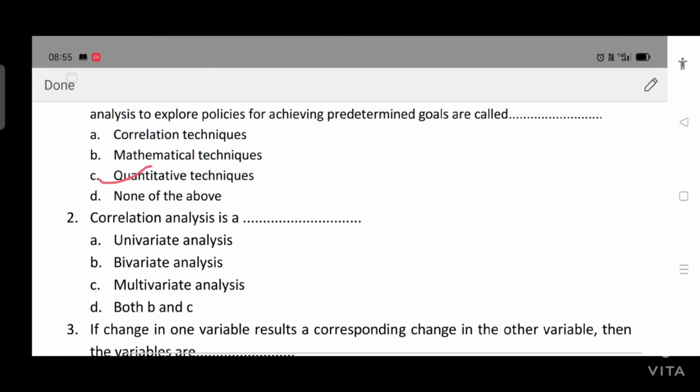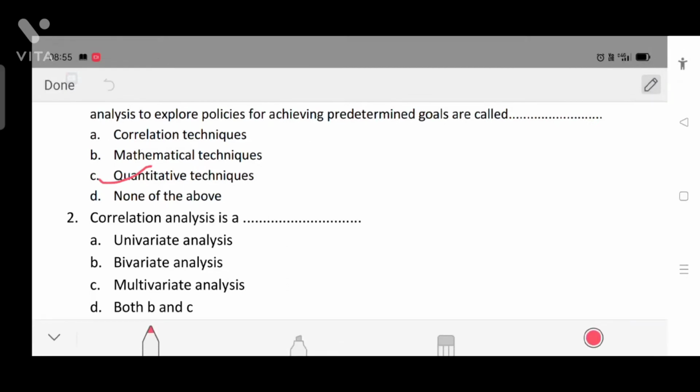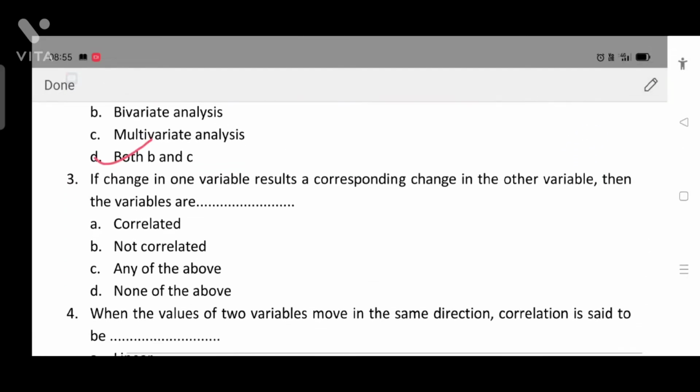Second one, correlation analysis is A, B, C, D. Answer: both B and C. Third, if a change in one variable results in a corresponding change in the other variable, then the variables are A, B, C, D. Answer what? C. Any of the above.